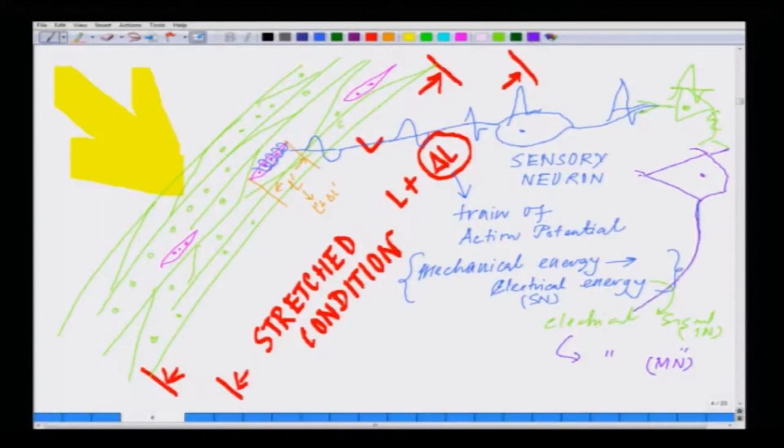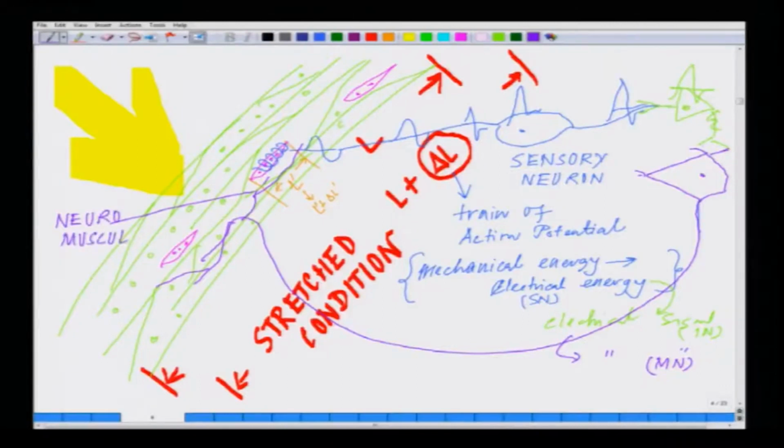Now, the motor neuron out here, which is the largest neuron, carries the message back to the muscle, and this junction is called the neuromuscular junction. So, now the electrical signal of the motor neuron is translated again back to a mechanical signal in the muscle.